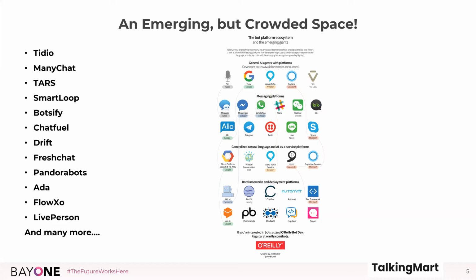And each of them has a player. You have Siri from Apple, you have Google, you have Alexa from Amazon, you have Cortana from Microsoft, and you have Facebook Messenger, which, since this slide was created, is big enough to be a general AI agent on its own. We already talked about all these messaging platforms.